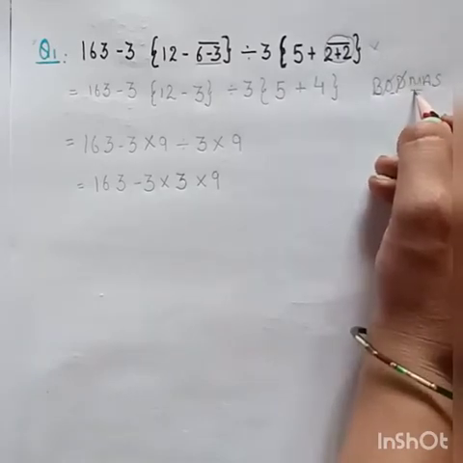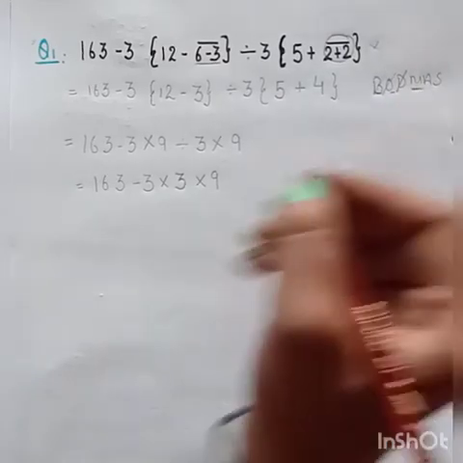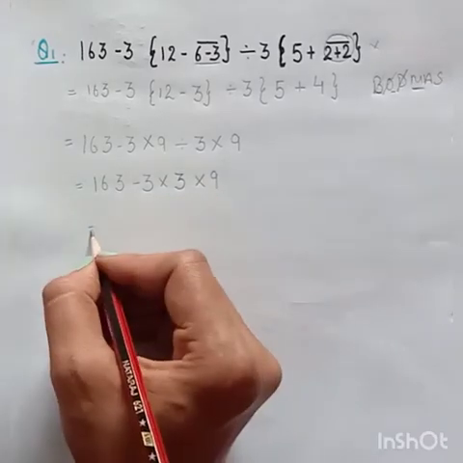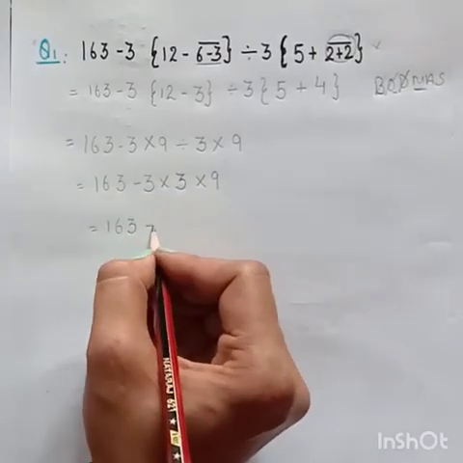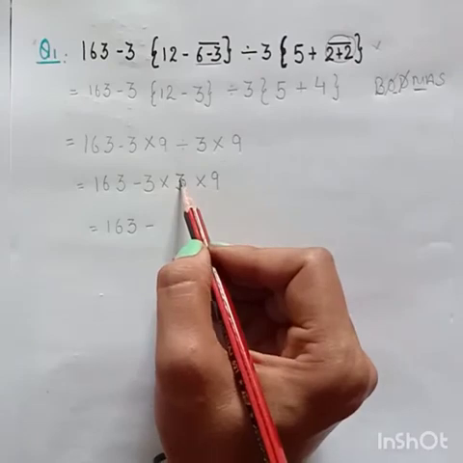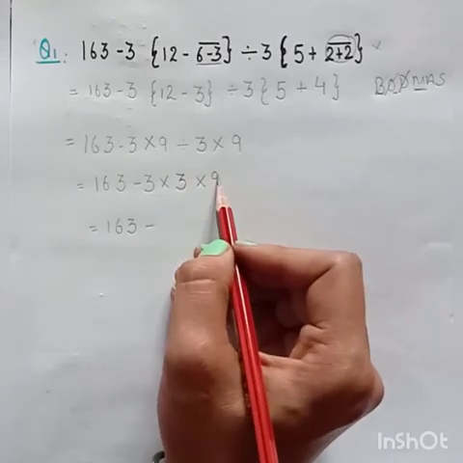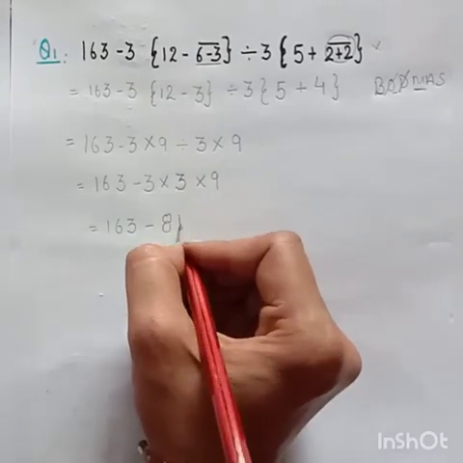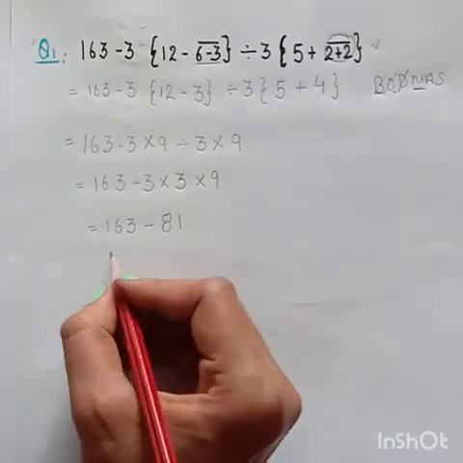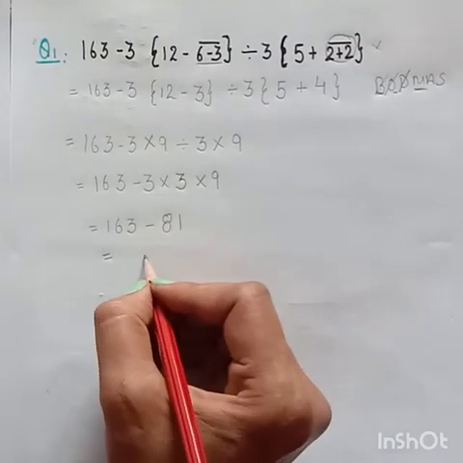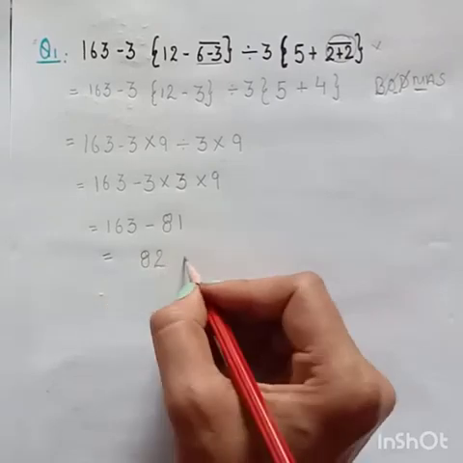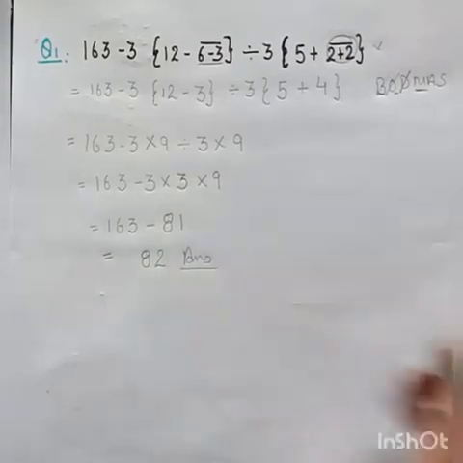Now next, M stands for multiplication. It means you have to multiply them. So you will write 163 minus. Now 3 3s are 9. 9 9s are 81. 163 minus 81. And when you subtract it, it is coming 82. So this will be your answer.